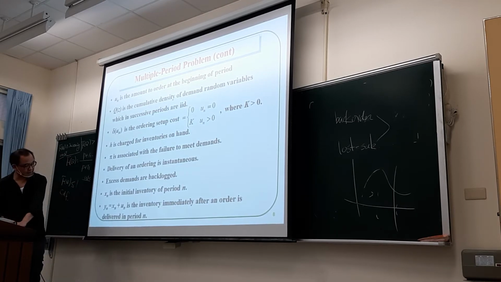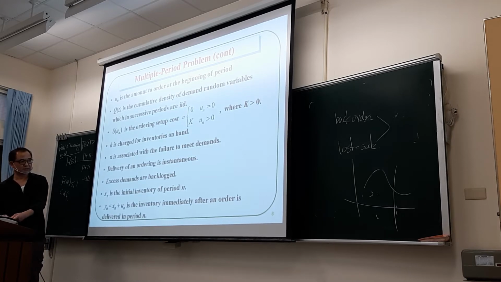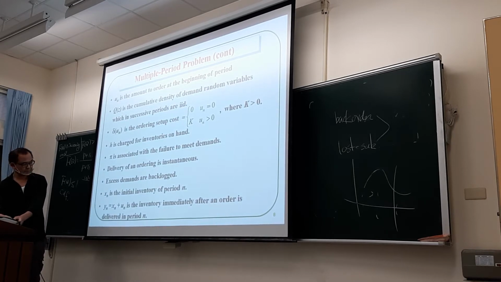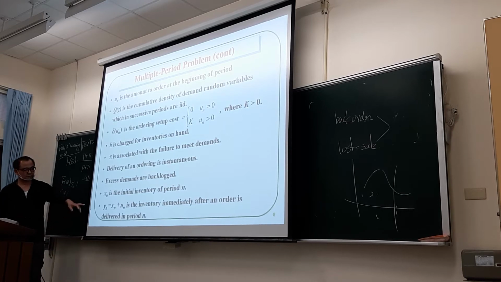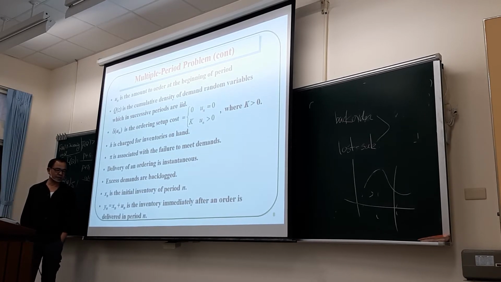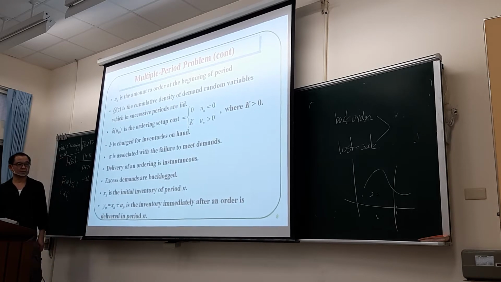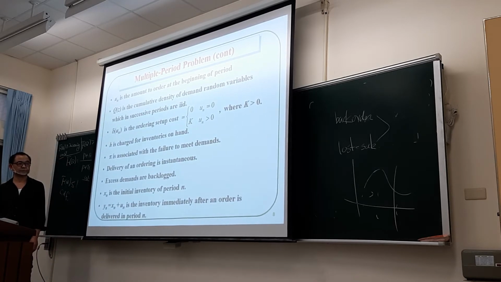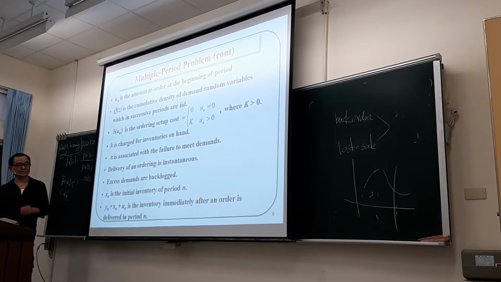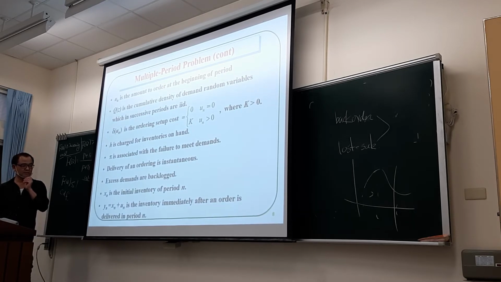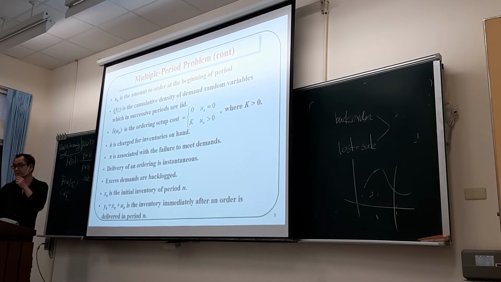So X sub n is the initial inventory of period n. So Yn indicates what? Initial inventory plus the order. So it's the inventory immediately after an order is delivered in period n.